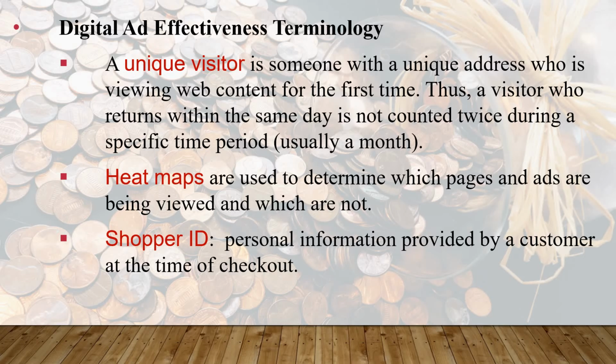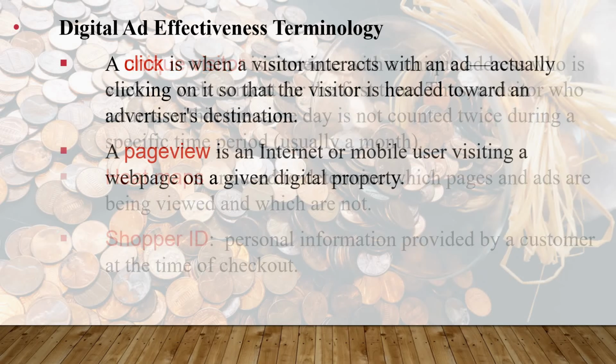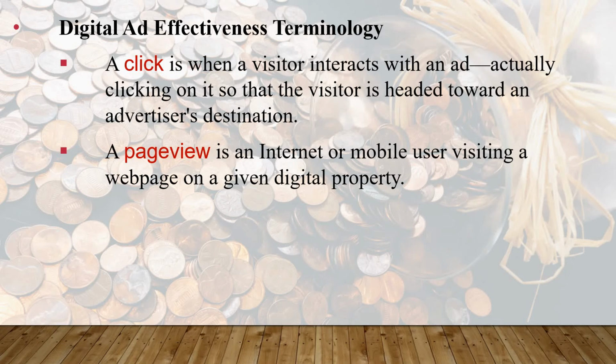Heat maps are used to determine which pages and ads are being viewed and which ones are not. And then, how we collect some of that data on folks that are online is by means of a shopper ID. It's the basic information that a customer provides whenever they are checking out and buying a product. So your name, your address, your phone number, all that stuff gets collected, and that is your shopper ID.